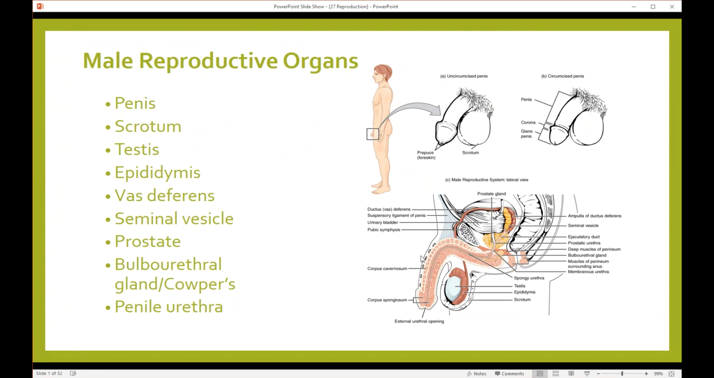Okay? And so right here, this is going to be the shaft of the penis. And within the shaft of the penis, you're going to see the urethra. Okay? This is the scrotum. The scrotum is the sac that the testes are going to fit into. And then the epididymis actually surrounds the testes. Okay? This is the prostate gland. Okay. And right there, you're going to see that urinary bladder. Now, the urinary bladder is not part of the male reproductive system. It is part of the urinary system, okay? But it's right there together, okay?